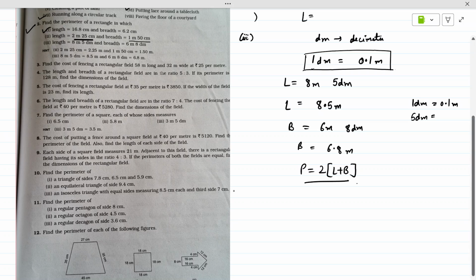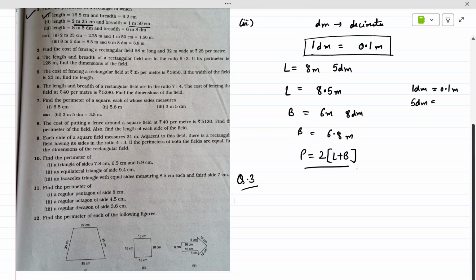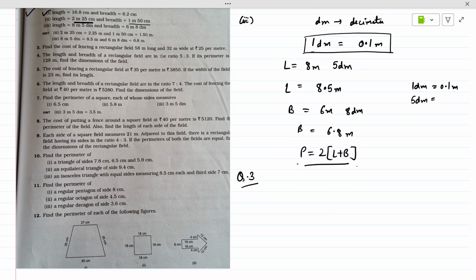Coming to third one, we have find the cost of fencing a rectangular field 58 meter long and 32 meter wide at 25 rupees per meter. So what we are talking about is that there is a rectangular field whose dimensions are 58 meter long and 32 meter is the width, and we have to fence it. Fence it means we have to put a fence around. Fence it means we are putting a boundary. Okay, we are fencing it across the boundary here. So we are talking about perimeter. So let us first find the perimeter.